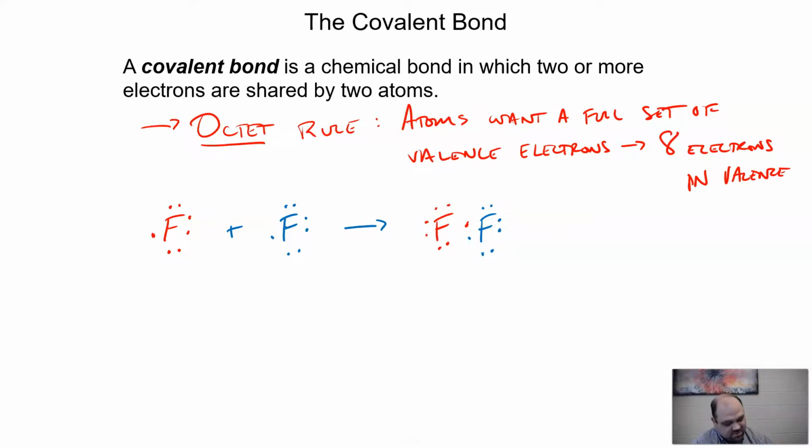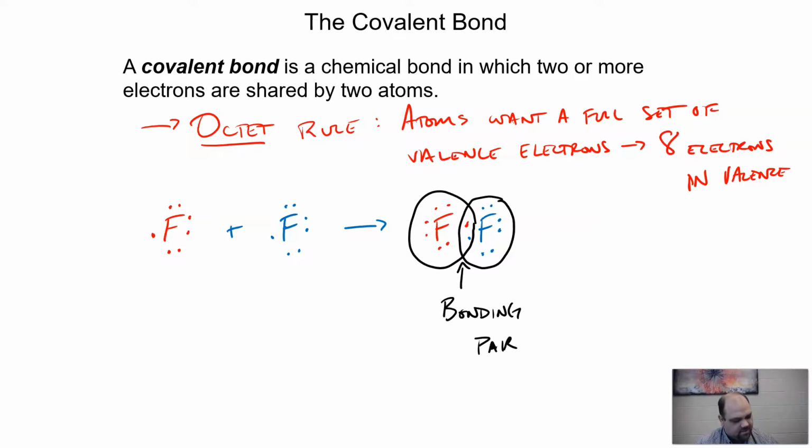And actually I'm going to draw some circles. If we look here, around this fluorine we have 8 electrons. You can count those dots, see that there are 8. Around this fluorine we have 8 electrons. Count those dots, see that there are 8. This space in between here is a shared electron. It's an electron from each fluorine atom that's shared with the other atom. And this here is called a bonding pair of electrons. And that's what makes it a covalent bond rather than an ionic bond.